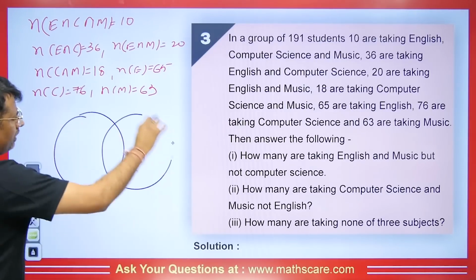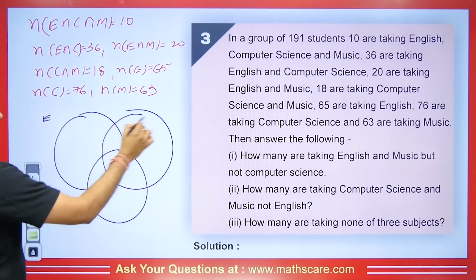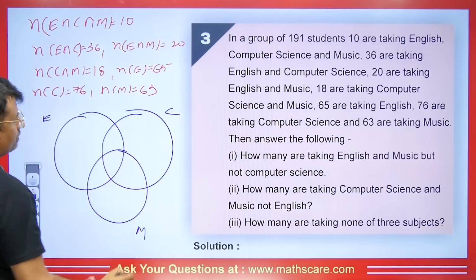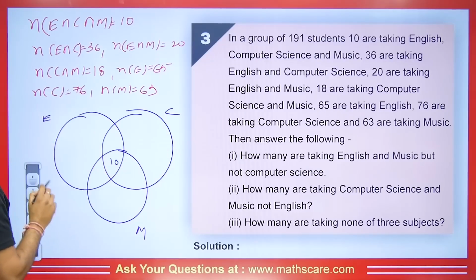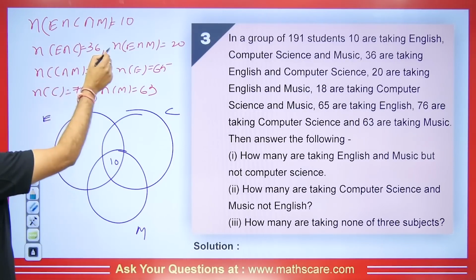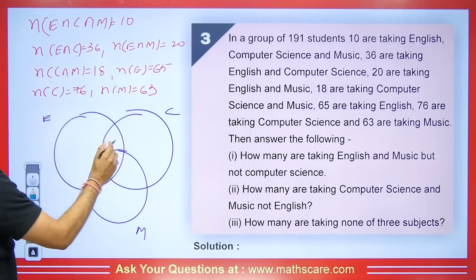Now for the given data set, this will be English, this will be computer science, and this will be music. Now students who are common to all 3 subjects are 10. Next, for English and computer science, 36 students are studying English and computer science. 10 are already here, so remaining will be 26, which will come here.